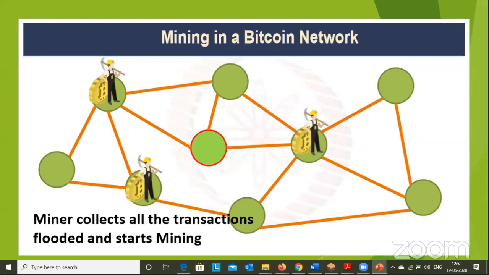Now how will the miners do that? Mining in a Bitcoin network: every node is not a miner. If you have particular resources, then it can be a miner. Otherwise, no need. Here, 3 nodes are miners. So what will miners do? Miners will collect the transactions flooded across the blockchain network.